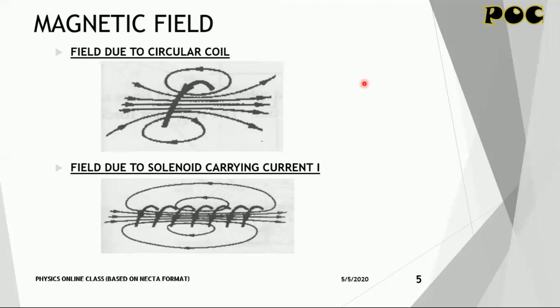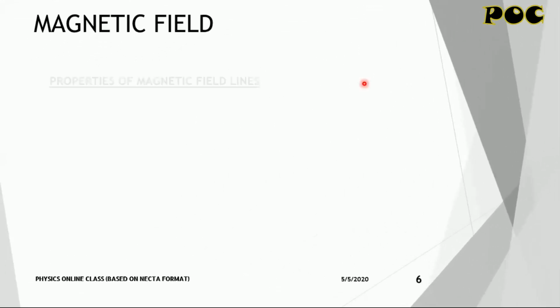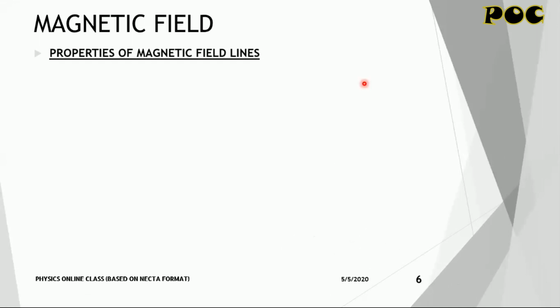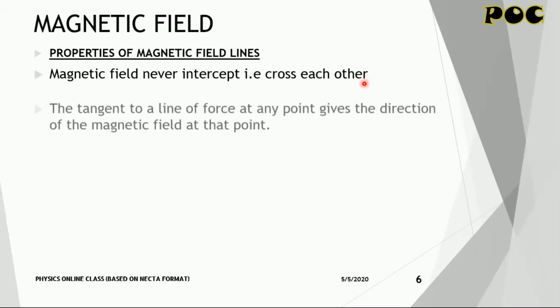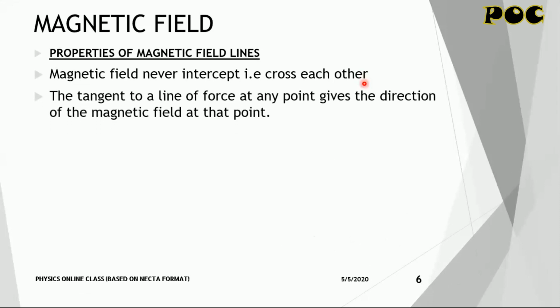Now, let us check the properties of magnetic field lines. The first property, we say magnetic field lines never intersect. We mean they will never cross each other. The second property, we say the tangent to a line of force at any point gives the direction of the magnetic field at that point.